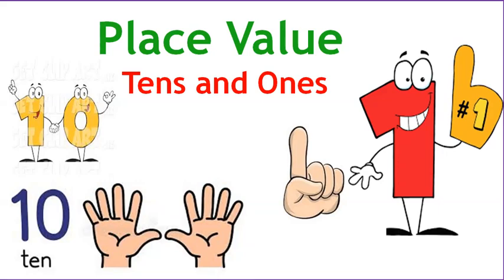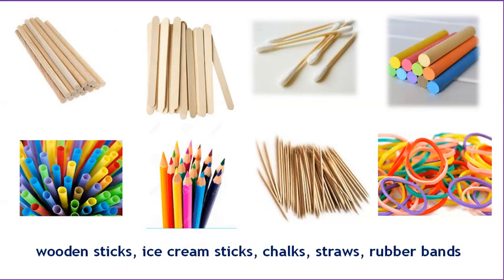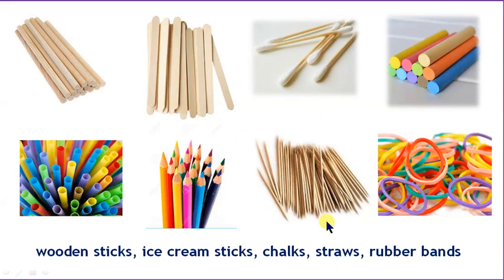Yes, students, now you have to learn place value. I am going to discuss about tens and ones. For learning place value, parents are requested to arrange one of these objects. They can be available easily at home. Your child can understand the concept easily. Look at, they are wooden sticks, ice cream sticks, cotton buds, pieces of chalk, straws, color pencils, toothpicks, rubber bands. You can use them.